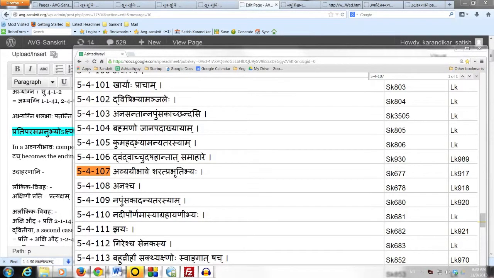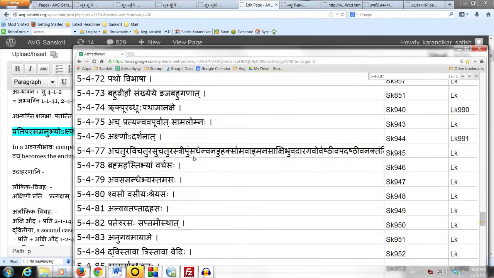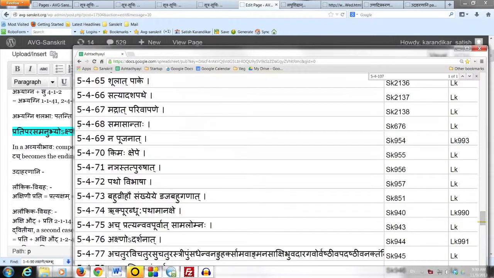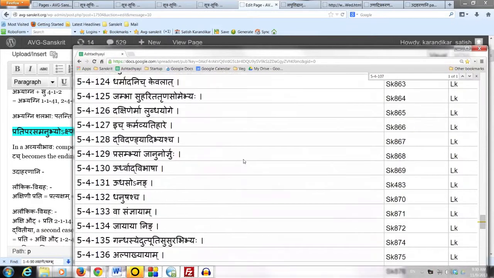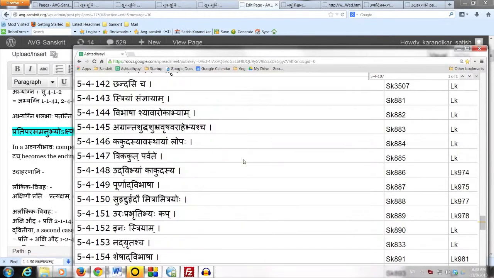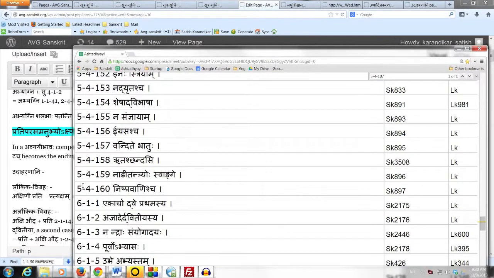We recently studied the Sutram 5-4-68, Samasantaha, which is the Adhikaraha that Panini runs from 5-4-68 to the end of the fourth quarter of the fifth chapter of the Ashtadhyayi. And of course, the fourth quarter is the last quarter of the fifth chapter, so this Adhikara of Samasantaha runs up to the end of the fifth chapter of the Ashtadhyayi.